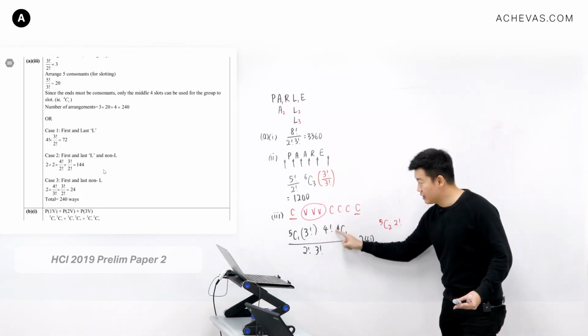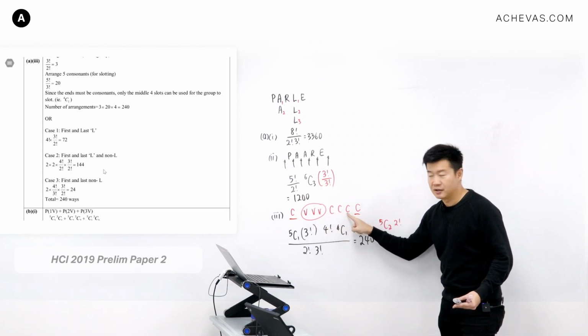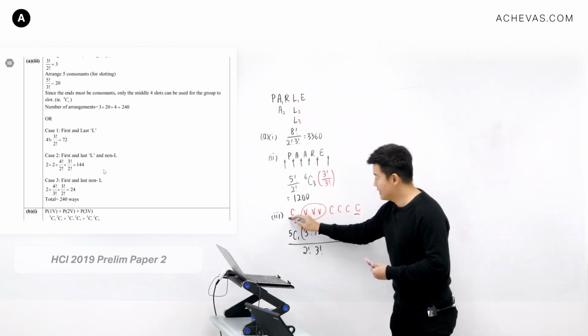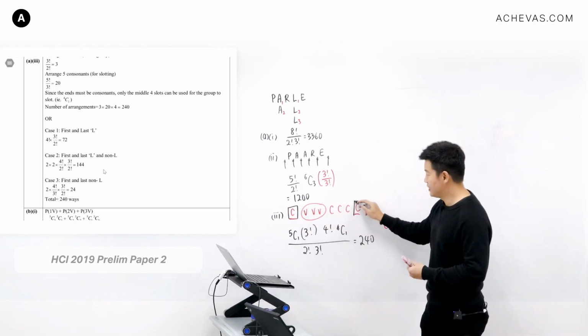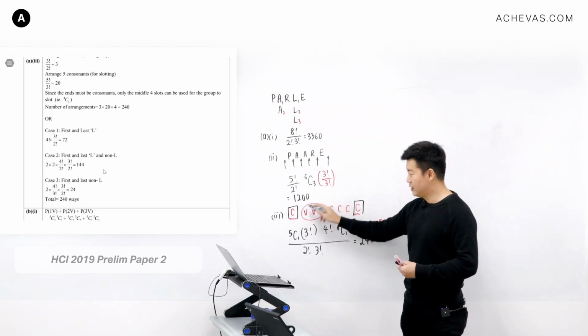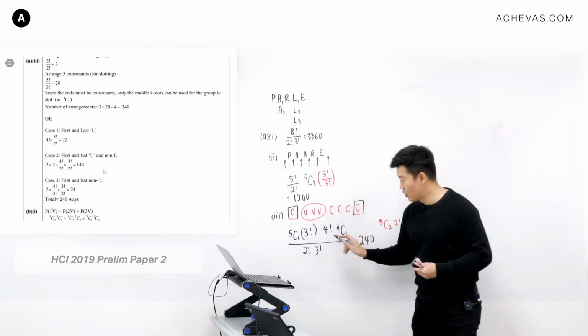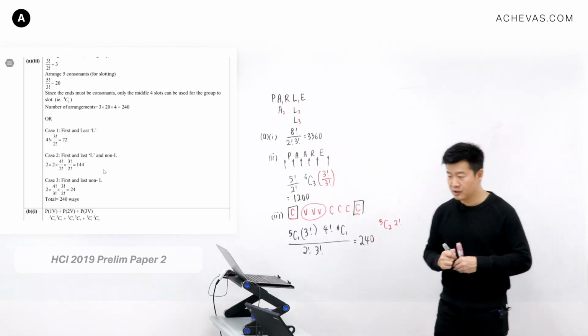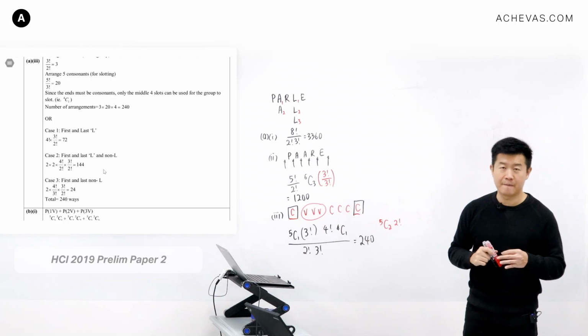This 4 factorial here is because I have 1, 2, 3, 4 objects. Okay, C is at the first, then is at the first. So I still have 1, 2, 3, 4 objects. So there's a 4 factorial. Any other question?